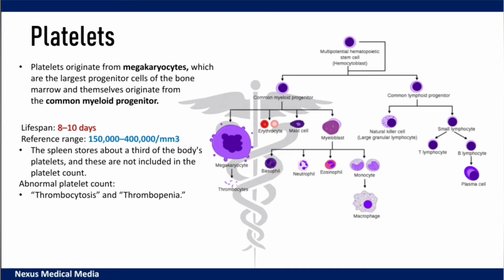Abnormal platelet count. Right, so if the platelets are more than 400,000 per cubic millimeter, it's called thrombocytosis. If they are less than 150,000 per cubic millimeter, it's called thrombocytopenia.